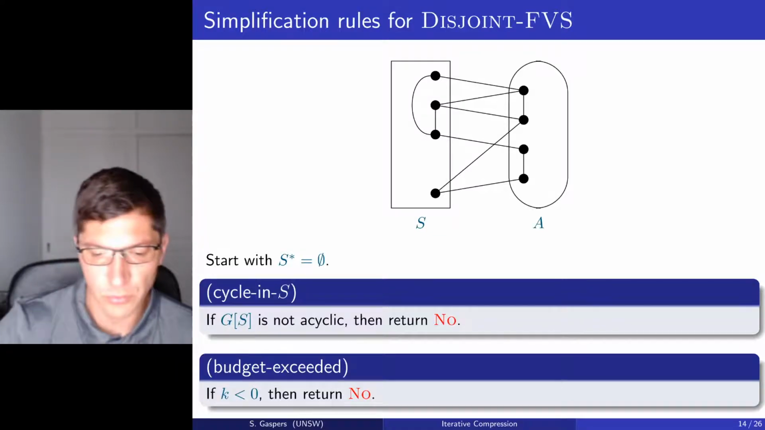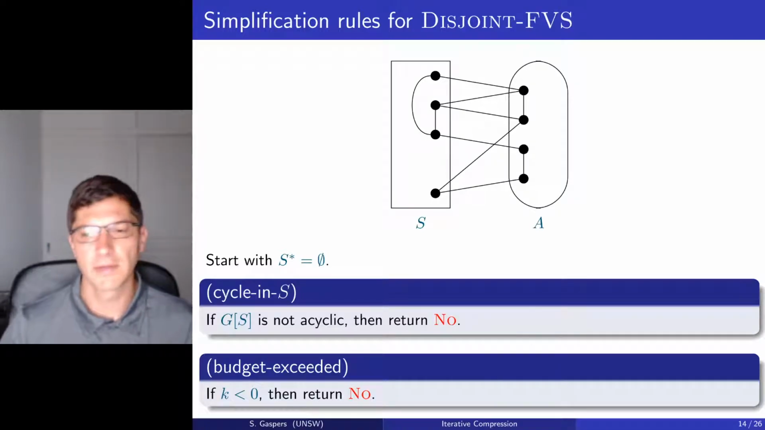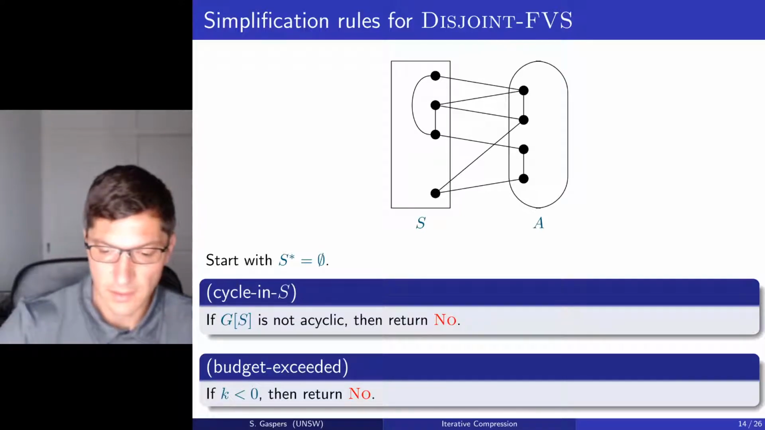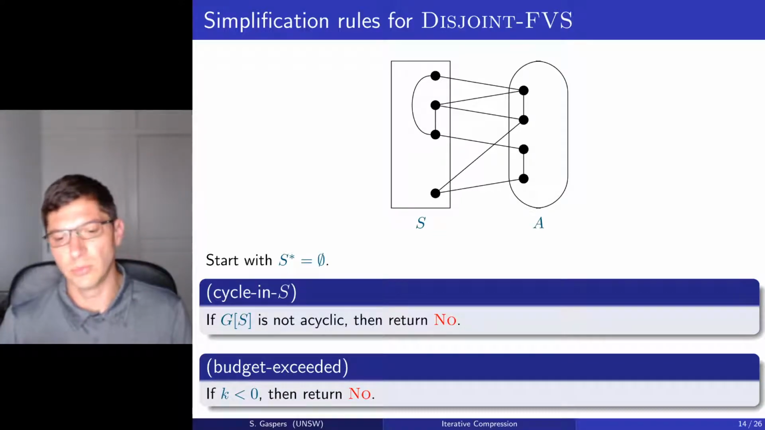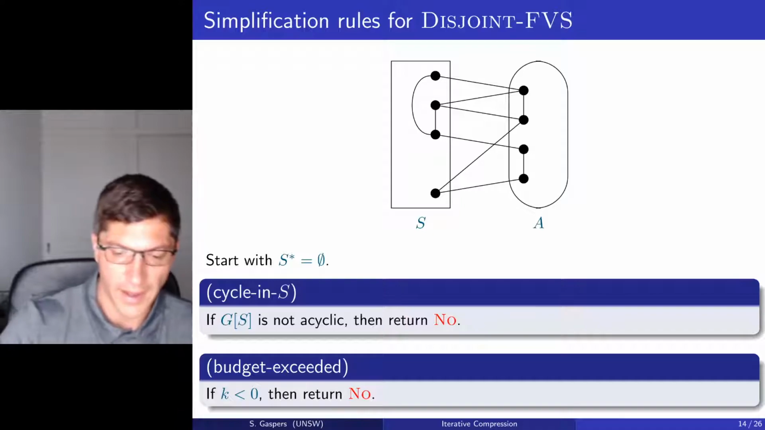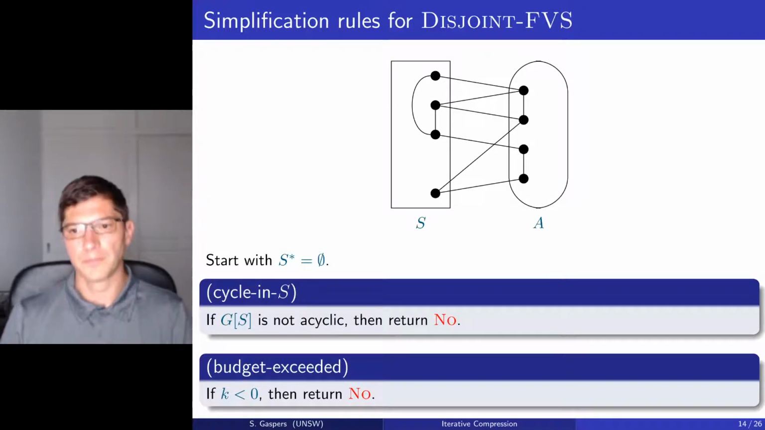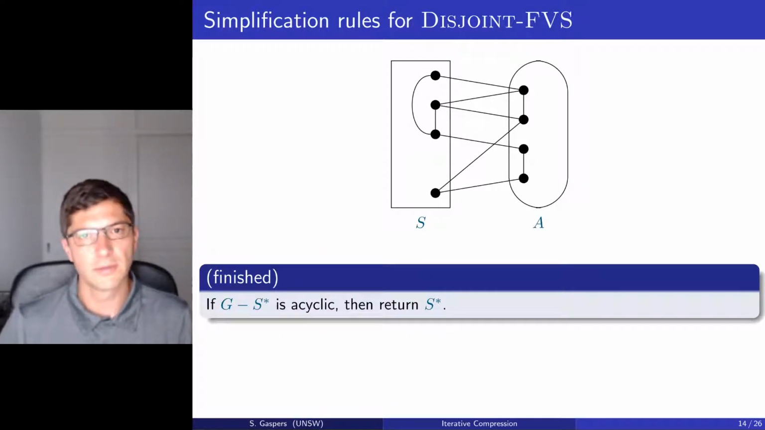And so our algorithm will build up this set S star by first executing some simplification rules, and then let's see what happens later. Of course, if we have exceeded our budget, if we haven't found a feedback vertex set yet, and k drops to less than 0, then we return no. So our last halting rule is when we are finished, when we have found a feedback vertex set S star, then we return that feedback vertex set.